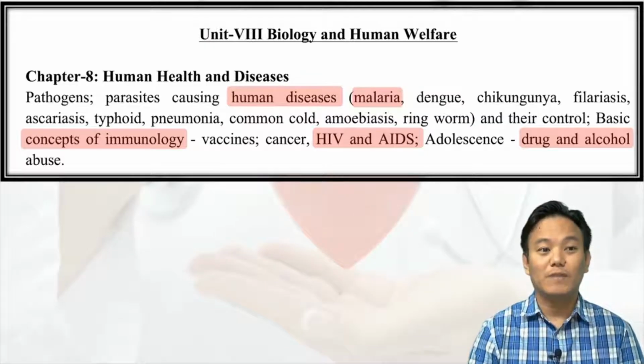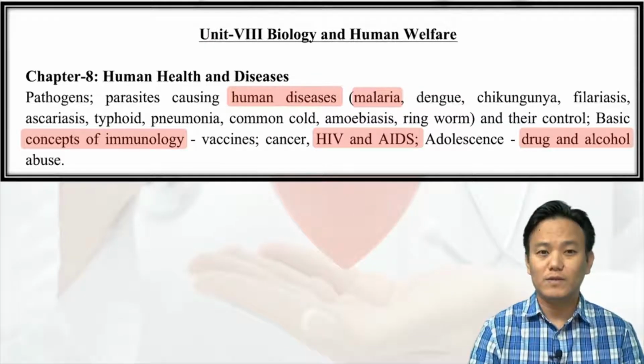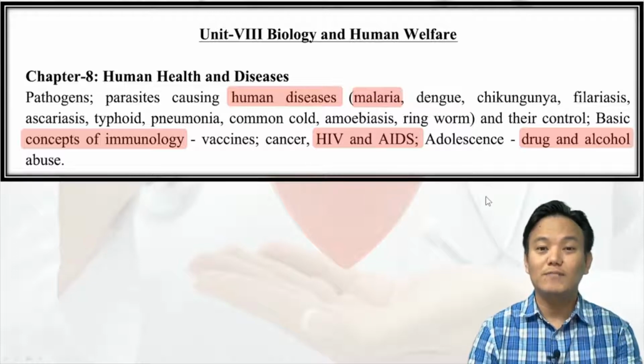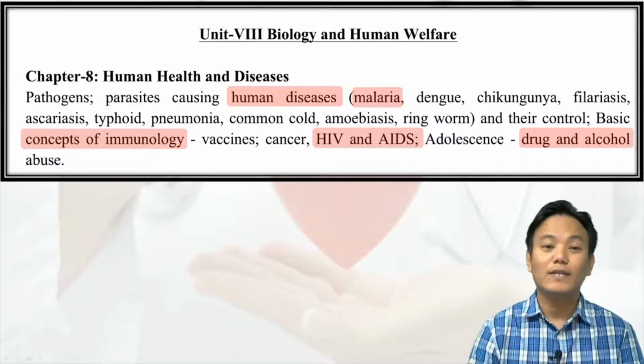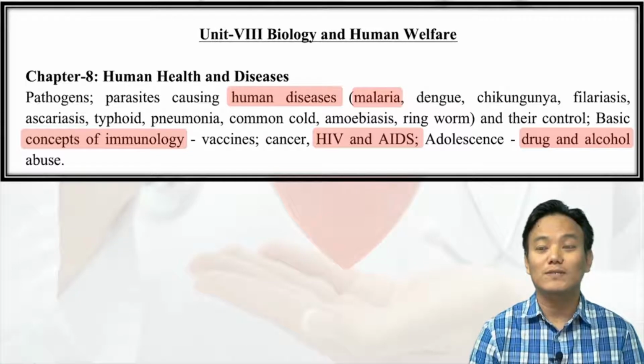In this chapter, we will be discussing various human diseases. We will talk about some common human diseases, what causes those diseases, the organisms which are responsible for those diseases, and then we will talk about their signs and symptoms, their mode of infection, and how to control those diseases.